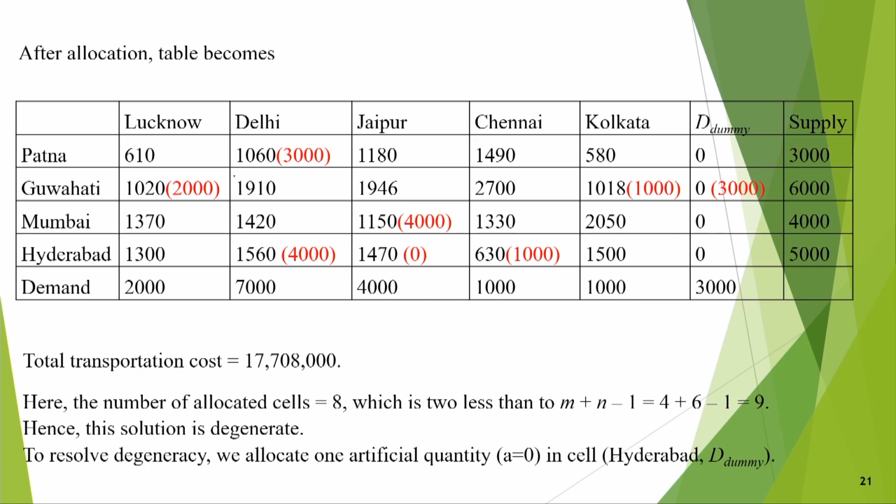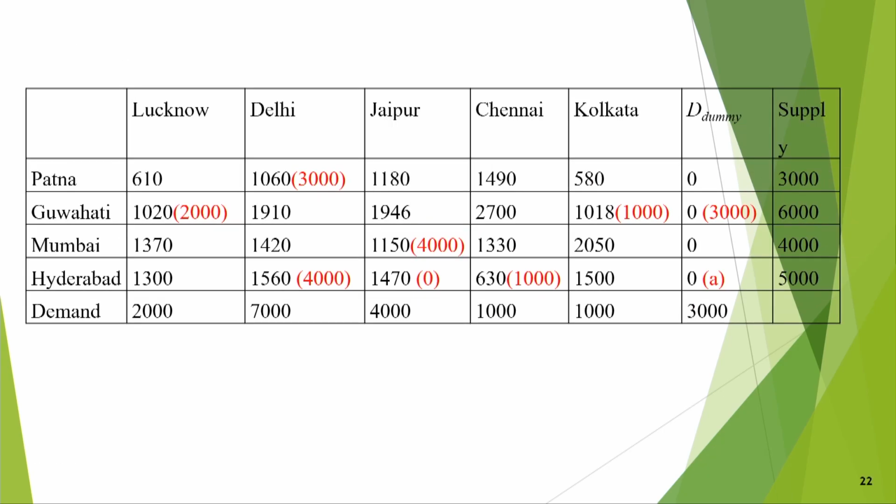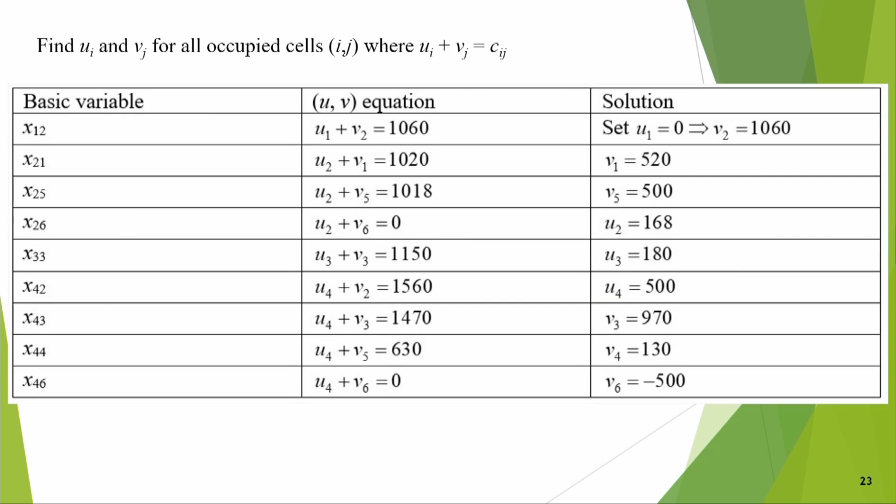Now, allocated cells are how many? 1, 2, 3, 4, 5, 6, 7, 8 including the 0. Now, which is 1 less than required. So, hence this solution is also degenerate. To resolve degeneracy, one artificial quantity is allocated to Hyderabad and dummy one. So, we have done like this and then find Ui, Vj for all unoccupied cells. So, this has come like this and then after that for all unoccupied cells.